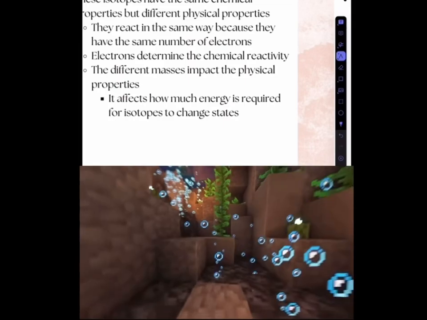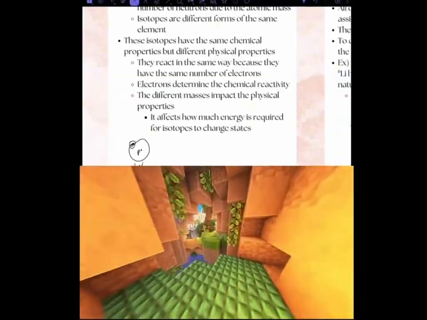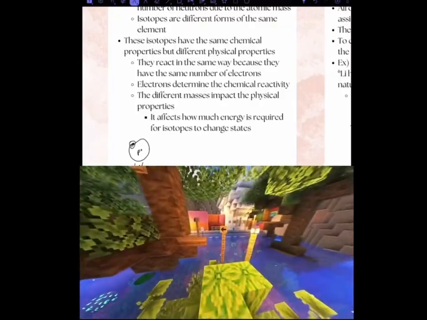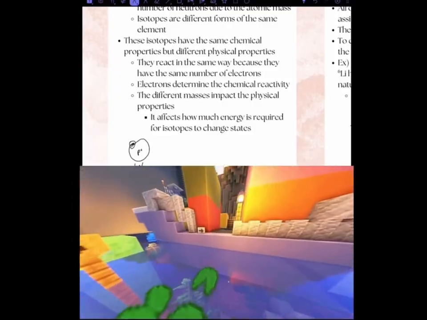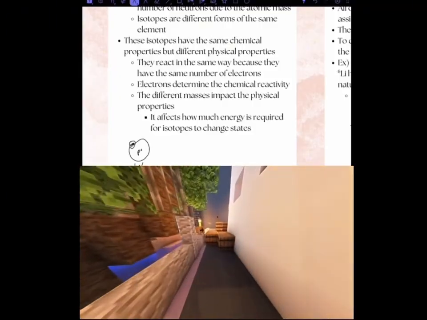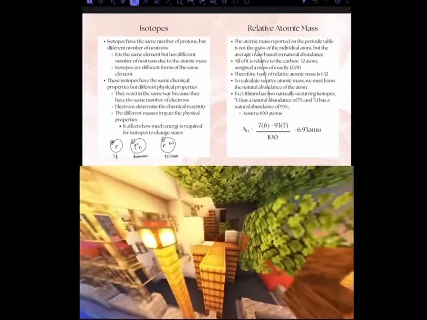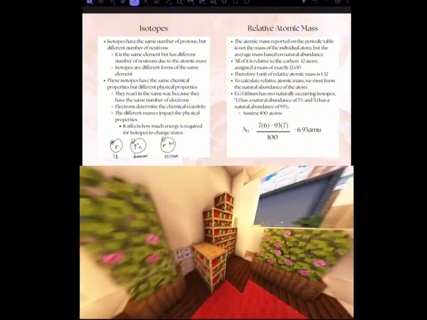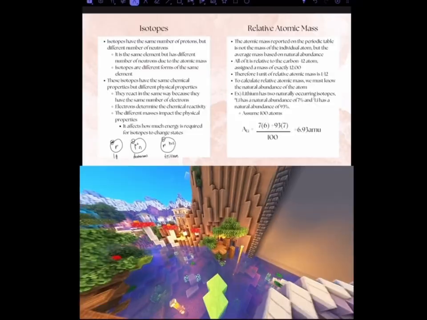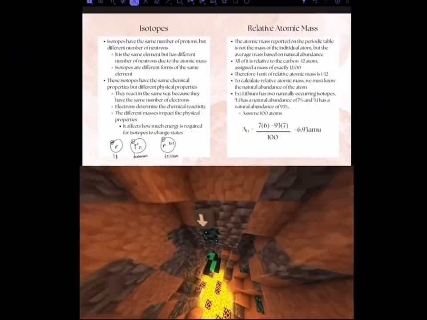One example would be hydrogen. For hydrogen 1, you have one proton here in the middle, and then you have one electron. Mass number is 1. And then here you have hydrogen 2, which has one proton and one neutron, and again only one electron.